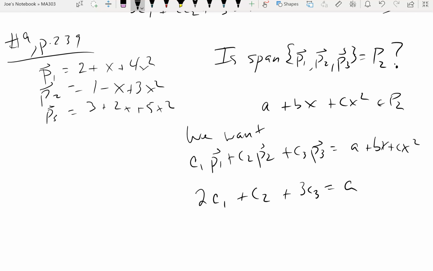What do you get for trying to match the x terms? X, C1. So not x, just this is all we need is the coefficients, just c1. Good. 1c1 minus c2 plus 2c3 has to equal the b. And then what's the one for the x squared term? 4c1 plus 3c2 plus 5c3 equals c. Good.